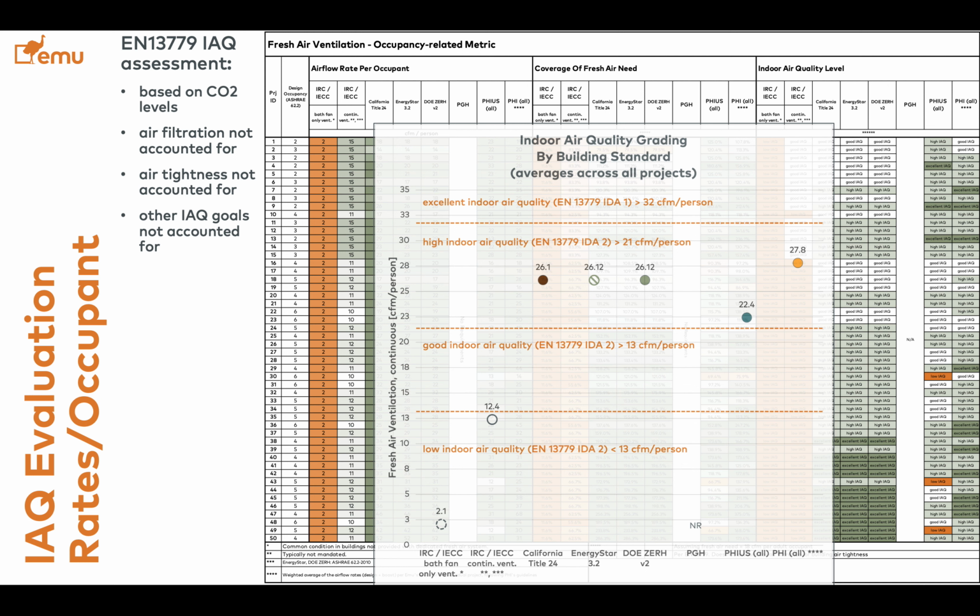13779 to determine the expected quality of air based on carbon dioxide, so CO2, and occupancy. So the assessment in the standard is based on CO2 levels. It does not account for air filtration, nor does this account for the air tightness of the building, nor does that account for other air quality parameters, which we're going to see later. But it is one of the parameters, so how much fresh air we bring in per person into the building. So this was the average of this project.